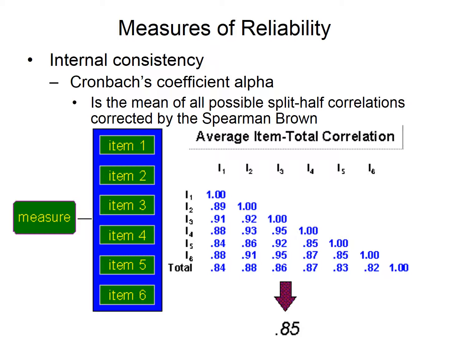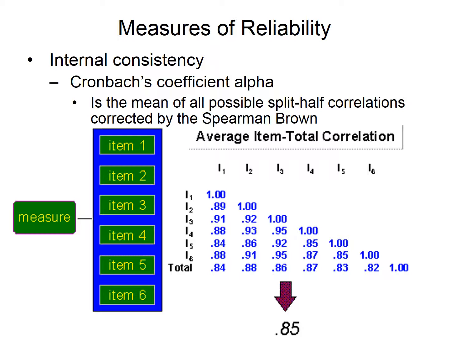As it does this, it's making the corrections for the fact that it's looking at smaller samples as we break this apart. At the end, it then averages all of those correlations to come up with a single alpha, which is still a correlation. So 0 means absolutely no consistency. 1.0 would be perfect consistency. And again, 0.7 or higher is usually considered pretty good consistency.